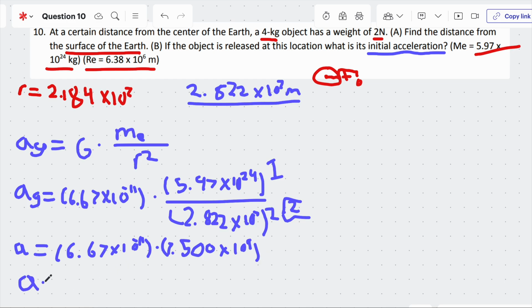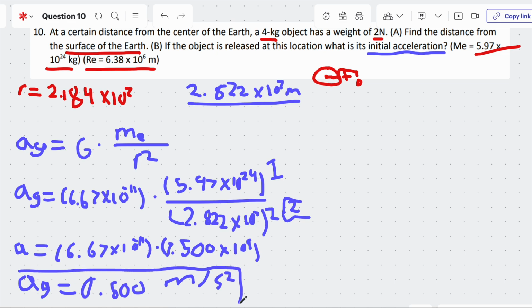If we multiply these together, our acceleration of gravity. So 6.67 times 10 to the negative 11th. Okay. Times our previous answer should give us 0.500 meters per second squared. Woo. Okay.